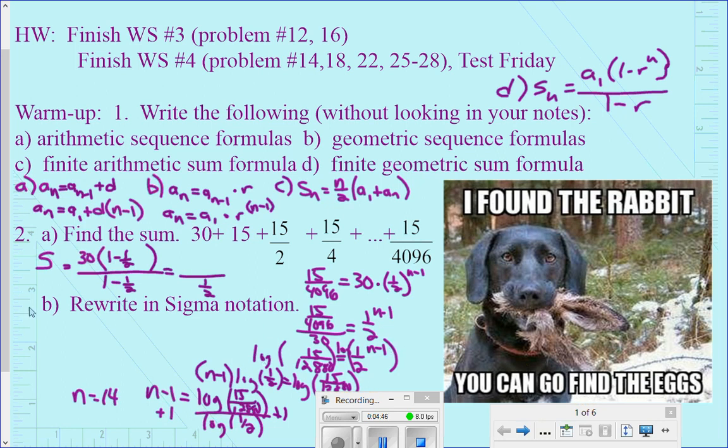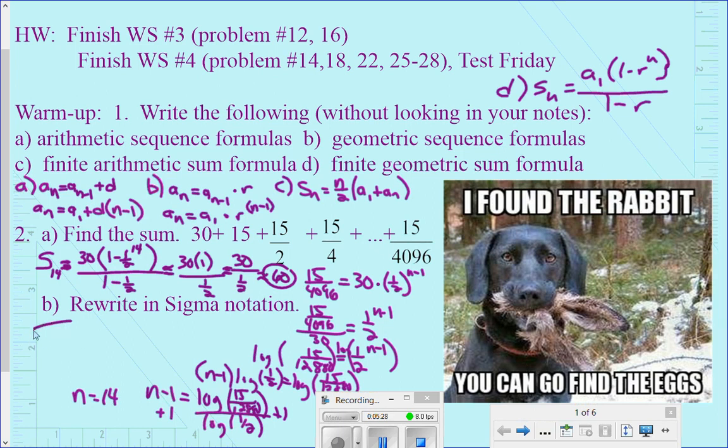So I want S sub 14, and I'm going to take 1/2 to the 14th power. When I subtract that from 1, I think it comes out like 0.9999, so you're going to round that to 1. So this is 30 times 1, which is 30, over 1/2. By the way, I should use the approximate sign since we did a little bit of rounding. 30 divided by 1/2 means 30 times 2, which is approximately 60. So our sum is approximately 60.